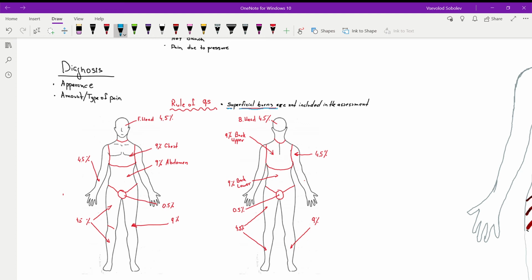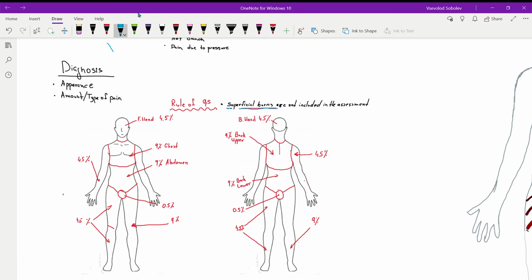So just by looking, is there blanching? That's another tool. You don't even have to talk to them. Is there blanching? And is it red or another color? If it's not red, if it's yellow, black, gray, white, then it's past the dermis. It's third or fourth degree.